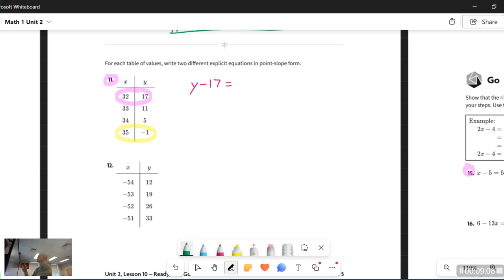So off on the side, we're going to go through and say, all right, it's the difference in our y's over the difference in our x's. We're going to say 11 minus 17, and you can do this with any 2 points that are up there, over, I'm just going to use the first 2. So 17 over 33 minus 32. It's going to give us -6 over 1, which is just -6. So we have a slope of -6 times x minus 32. There's one equation.